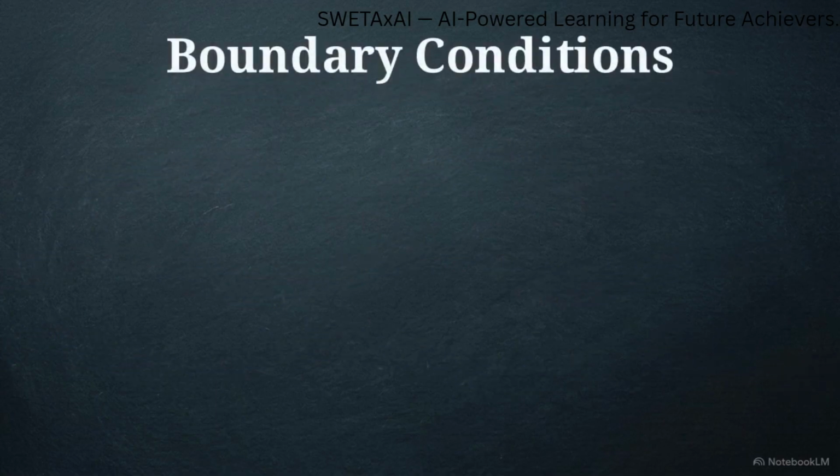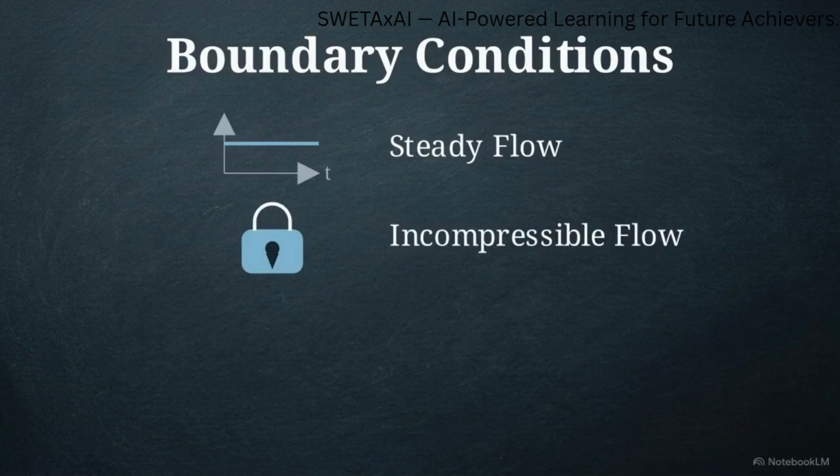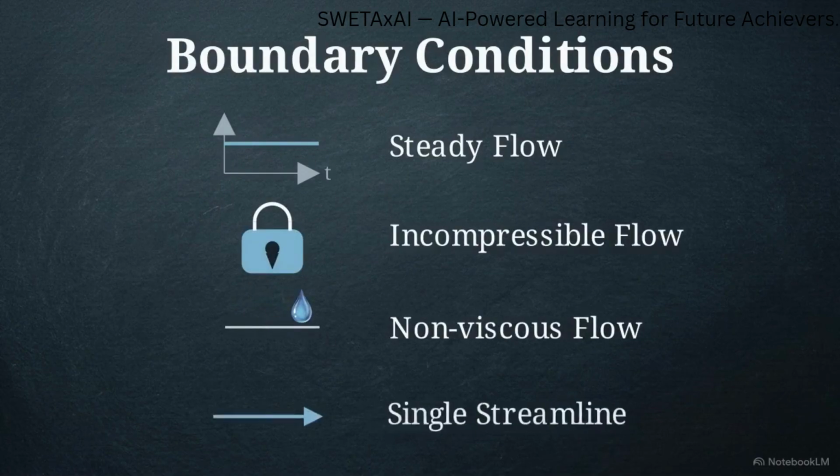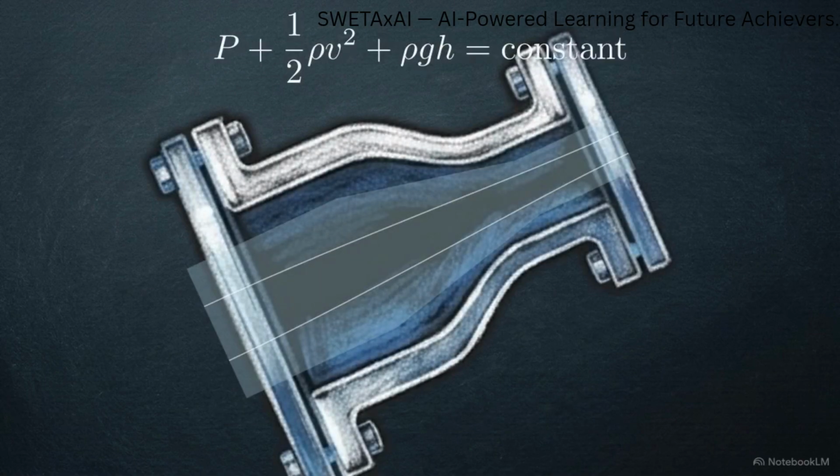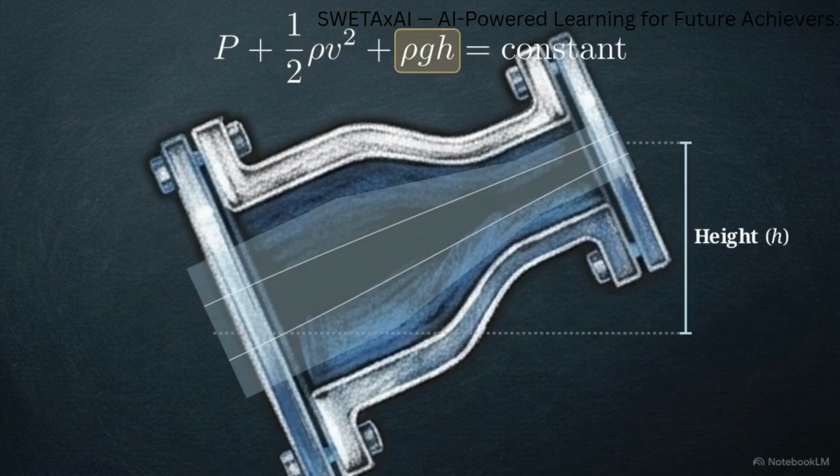This application requires specific boundary conditions. The fluid flow must be steady, incompressible, and non-viscous, and the analysis must follow a single streamline. This diagram shows the Bernoulli equation mapped over a simplified pipeline. These three distinct terms must sum to a constant, representing three specific types of energy density.